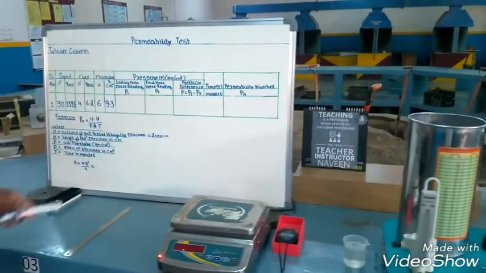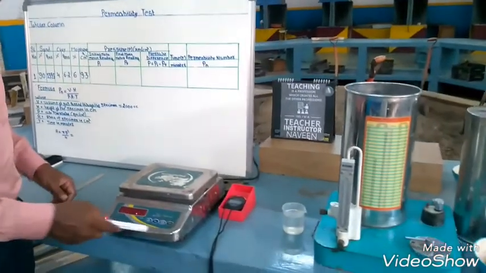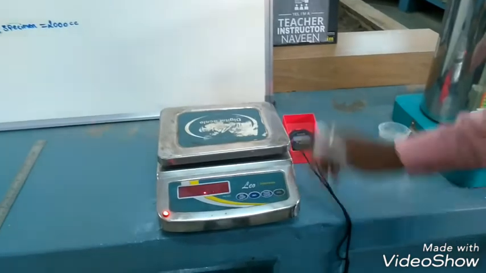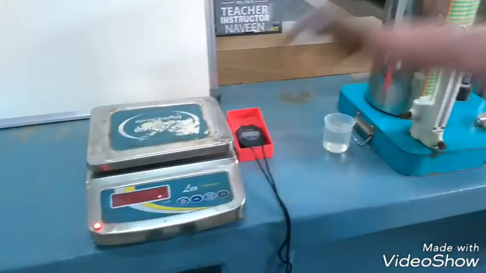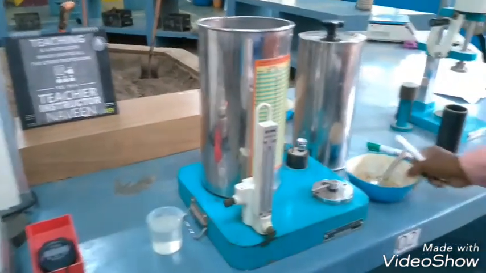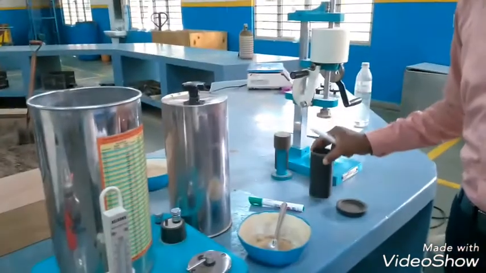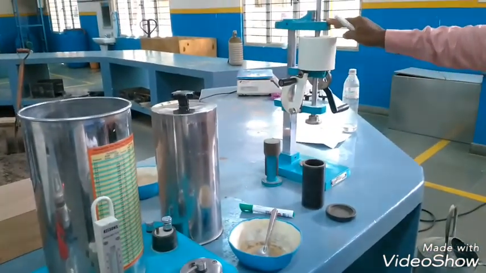For the permeability testing, the operator requires a weighing machine, stopwatch, permeability testing machine, mixing jar, specimen tube, and sand rammer.